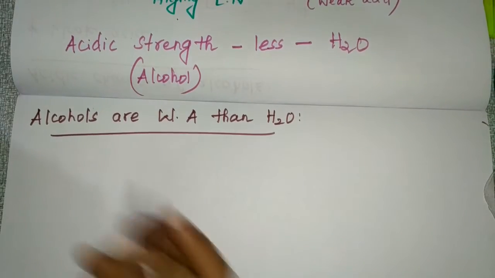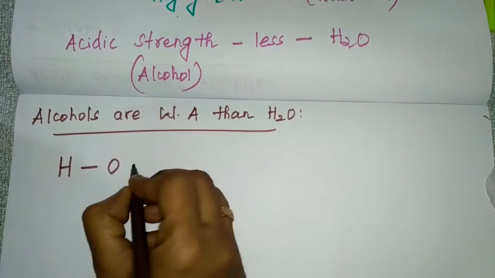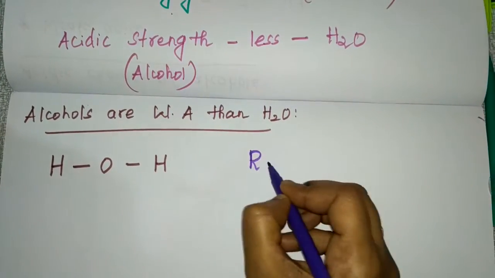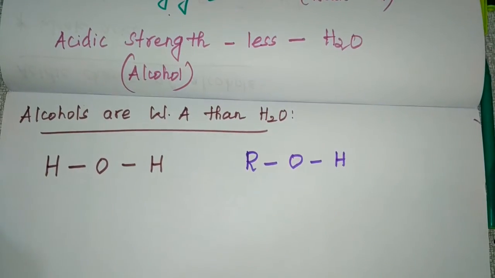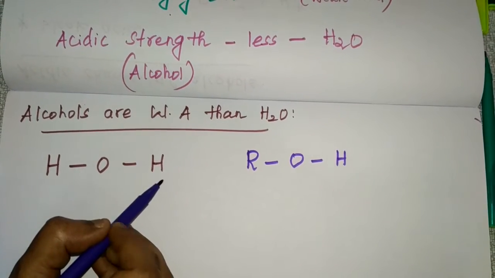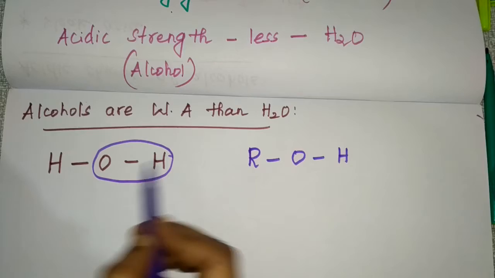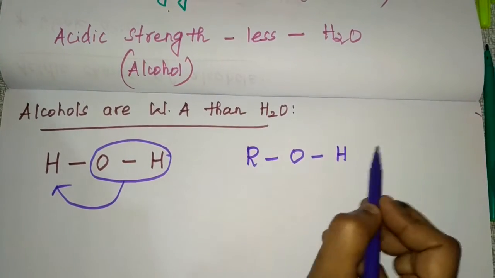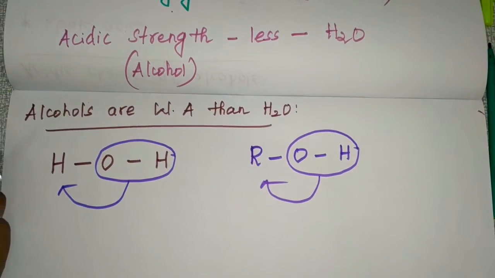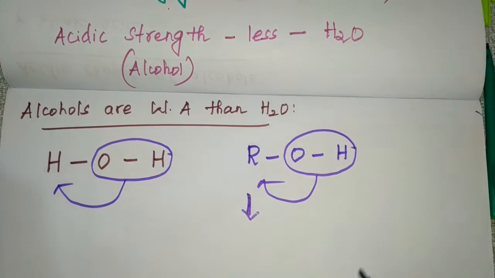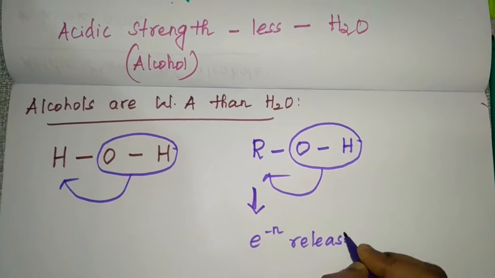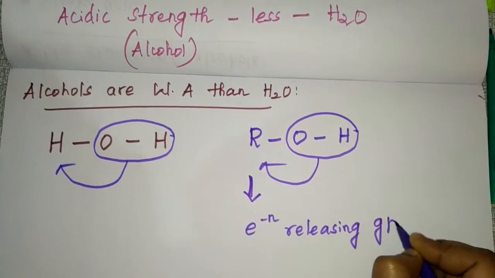If you take water, it will be HOH. Next, if you take alcohol, it is ROH. In water, the OH group is attached to a hydrogen atom. In alcohol, the OH group is attached to an alkyl group. And what is the important property of this alkyl group? Alkyl groups are electron releasing groups.